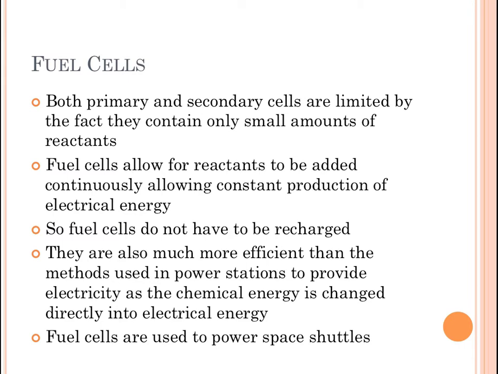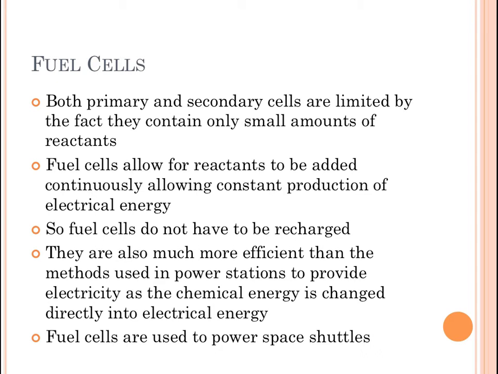So fuel cells are similar in many ways to the primary cells we were just looking at, and similar to the secondary cells that we're going to look at in Area of Study 2. But a primary cell can only contain a small amount of a reactant. A fuel cell is different in that we keep on adding reactants and we keep on removing the products. So we can therefore get continuous production of electrical energy.